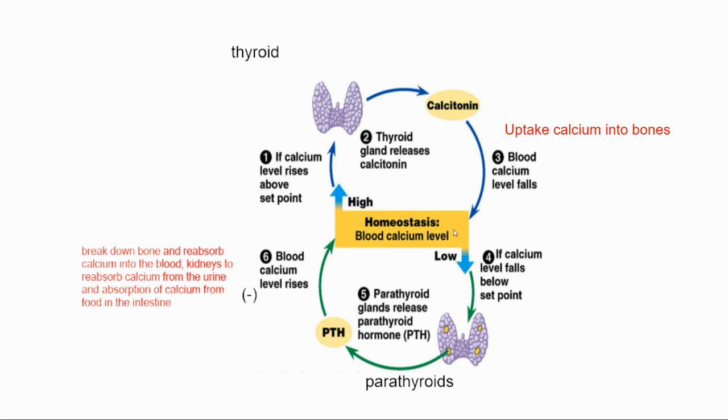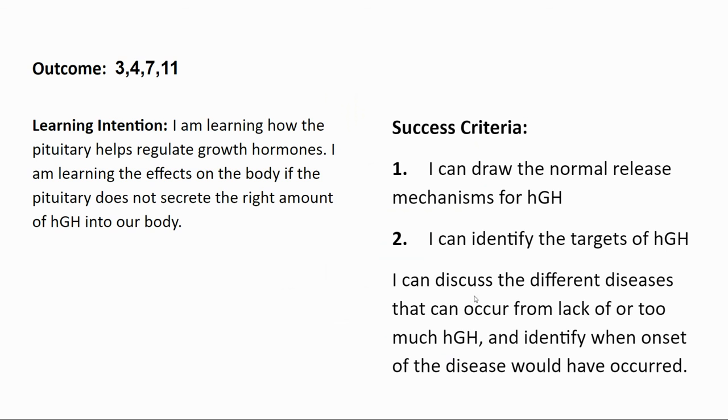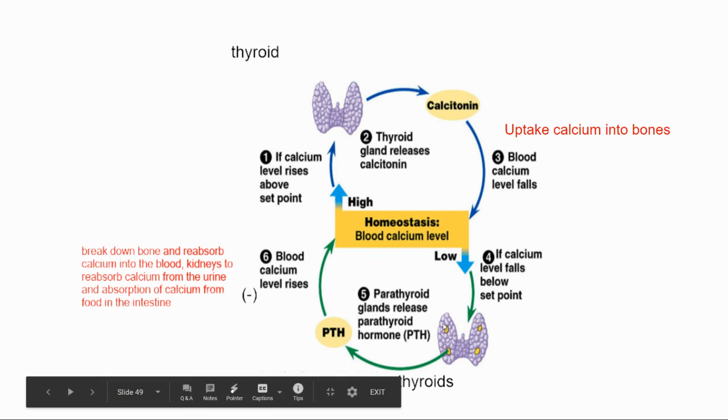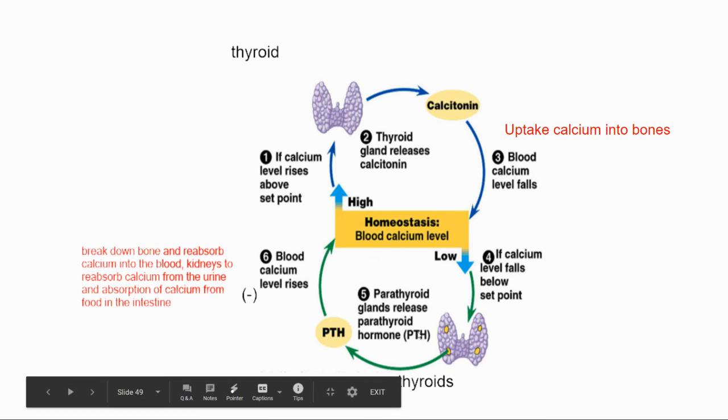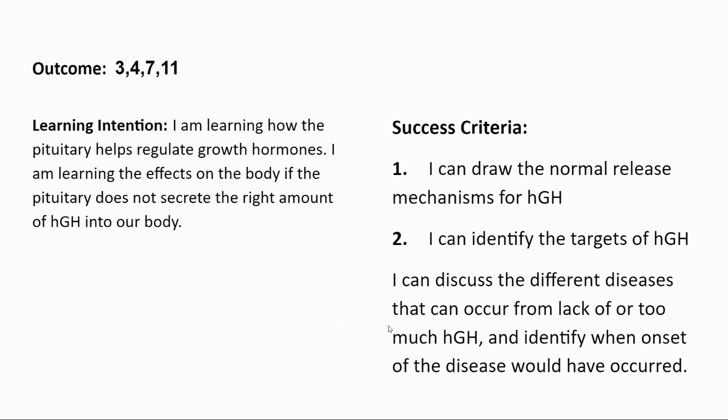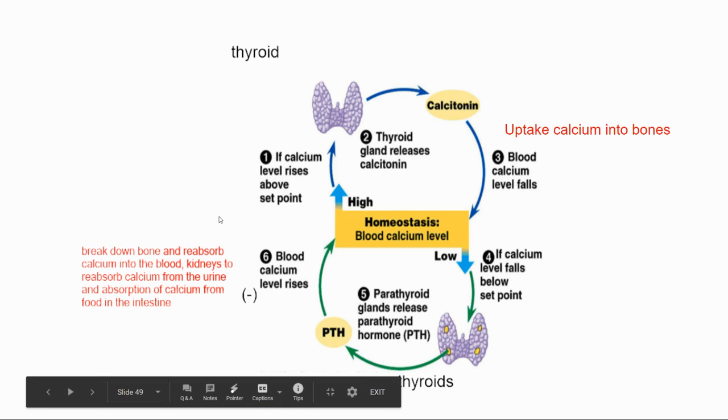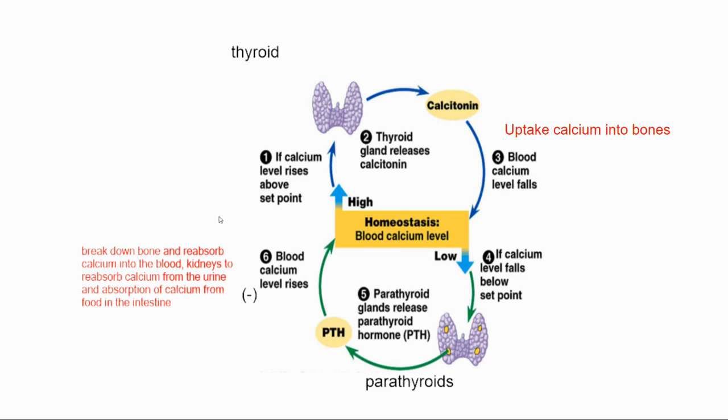Or what could happen is we now have too little. We put too much calcium in our bones. So if it drops, we go to these little guys right here, these 4 little glands at the front of your thyroid, the parathyroid glands, to reach for the parathyroid hormone, which breaks down bone and reabsorbs calcium into the blood. And then kidneys reabsorb calcium from the urine, along with absorption of calcium in the small intestine. So we take calcium back into our blood to maintain homeostasis.